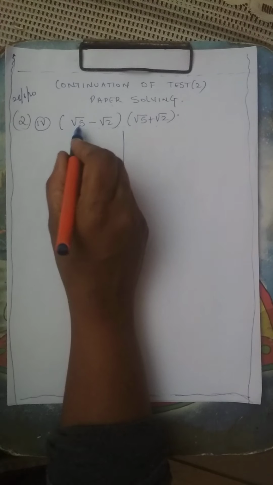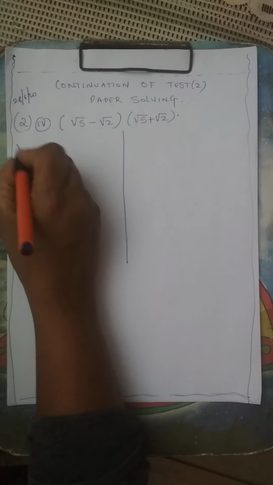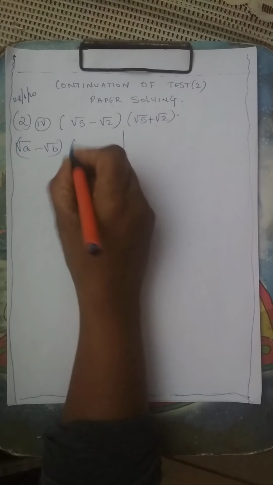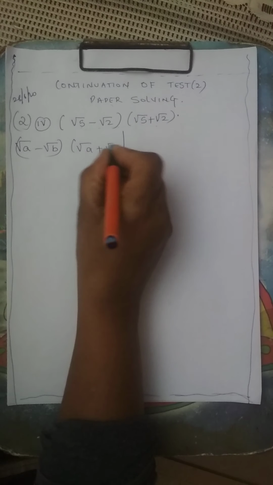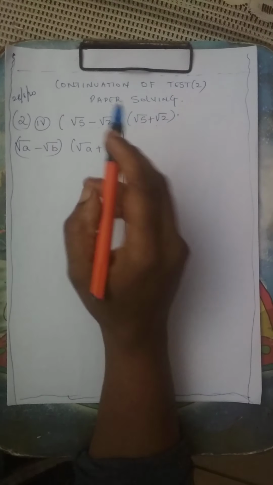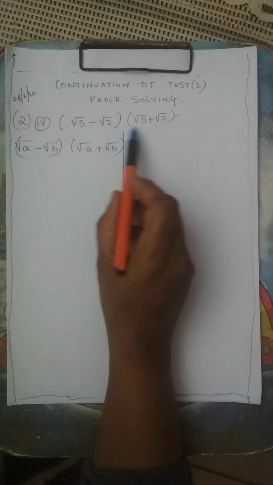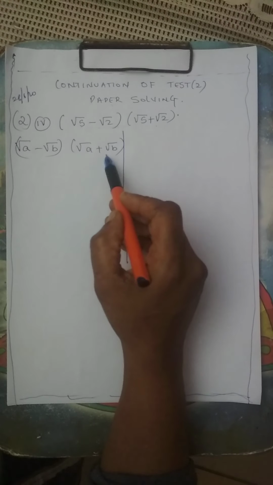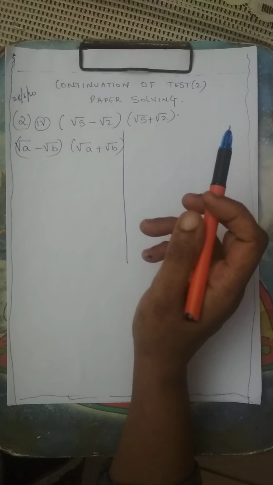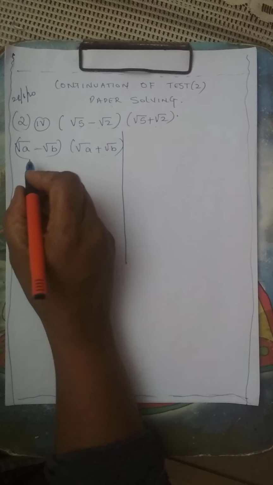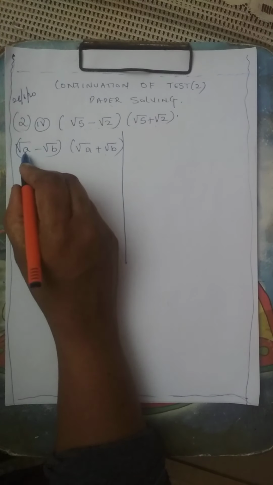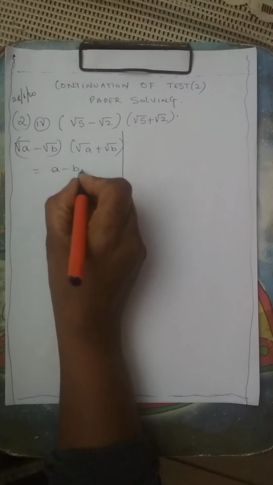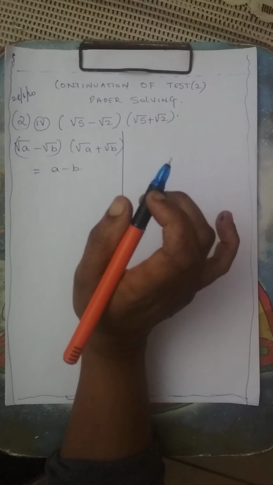Now I'm just looking at this number and I'm writing root A minus root B, and then root A plus root B. So what am I doing here? I'm just replacing 5 with A, 2 with B. Why? Because I want to see which identity is going to help me. Now we know that root A minus root B, root A plus root B is A minus B. We have to learn this by heart.